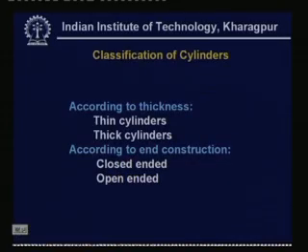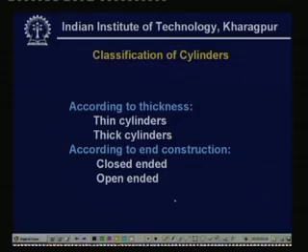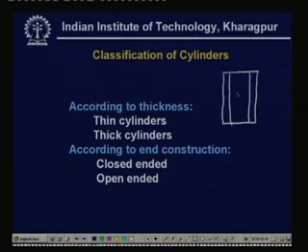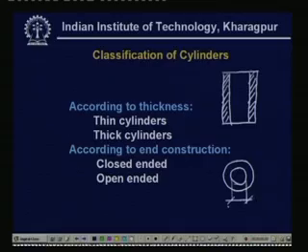Now, first the classification of cylinders. Cylinders are very well known, that is, this is the cross section of a cylinder. If you look here, this is the internal diameter di, and this is the external diameter do, and this distance is the thickness t. Definitely t will be equal to (do minus di) divided by 2.